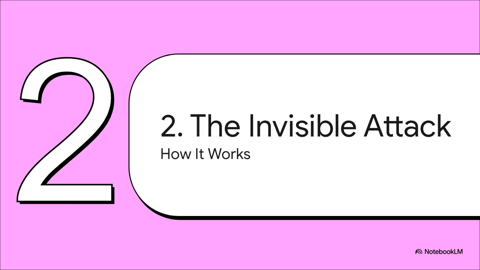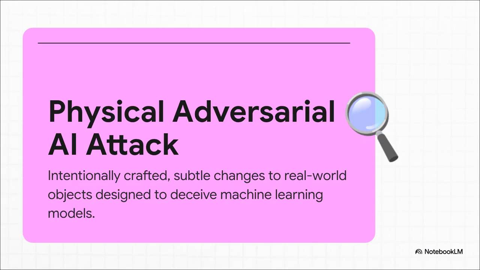So you've got to be asking, how is this even possible? I mean, how can a few pieces of tape or a weird-looking pattern completely fool an AI that's supposed to be super sophisticated? Well, this whole phenomenon has a name. All right, let's get into the weeds a bit. It's called a physical adversarial AI attack. Think of it like this. It's basically an optical illusion, but it's not for us. We might not even notice it. It's a special kind of illusion created just to trick a machine's eye.